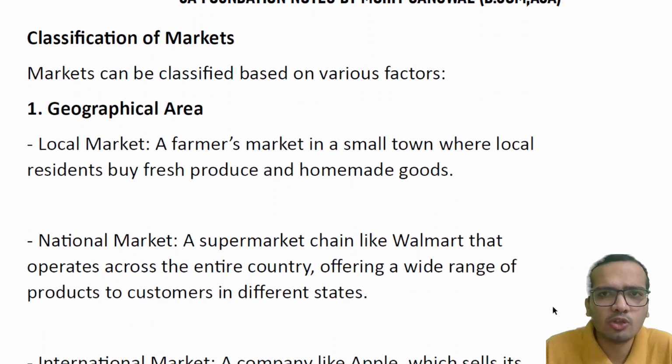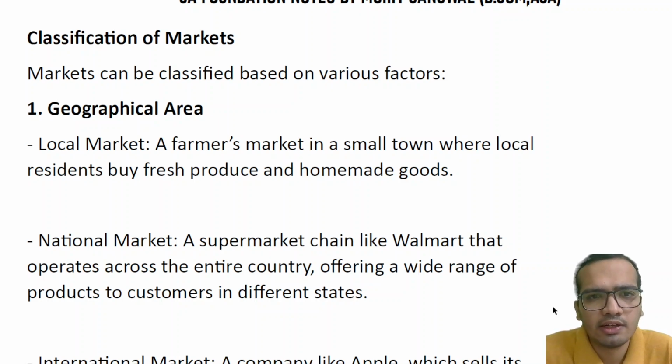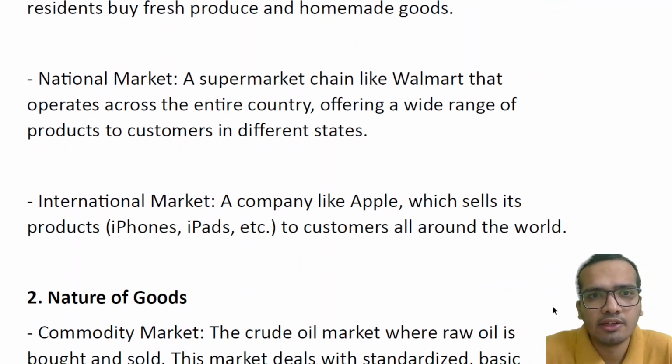So first, based on the geographical area. The first is the local market, a farmers market in a small town where local residents buy fresh produce and homemade goods is an example of a local market. Then comes the national market. A supermarket chain like Walmart that operates across the entire country, offering a wide range of products to customers in different states. And third comes the international market, that is a company like Apple which sells its products, that is iPhones, iPads, to customers all around the world.